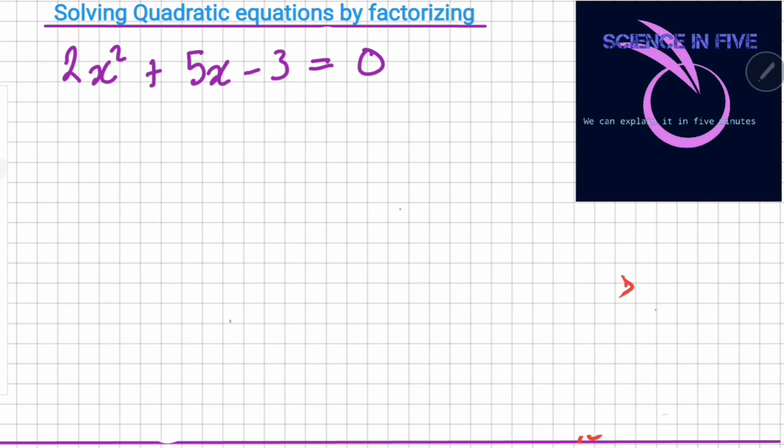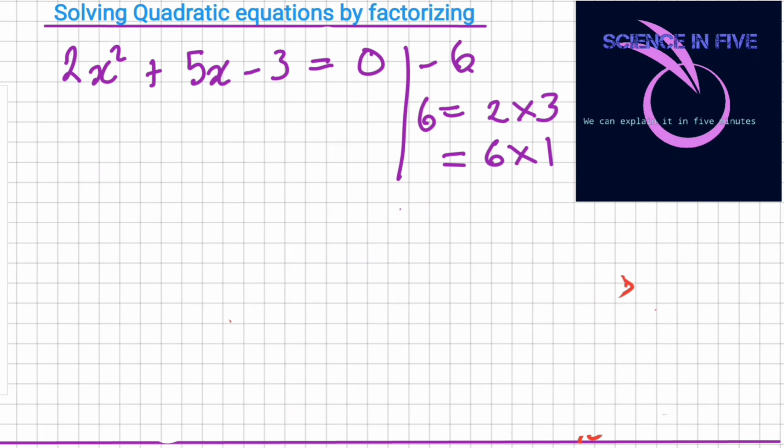the first thing we need to do, in this case, is multiply the first and the last term. The 2 times negative 3 will give you a negative 6. Okay, then I'm going to look for two factors of 6 that give me 5 when I add them. I can come up with 2 and 3, 6 times 1. Remember, when you add them up, you could be adding a positive and a negative number. So you can think of it as also 6 minus 1 equals 5.